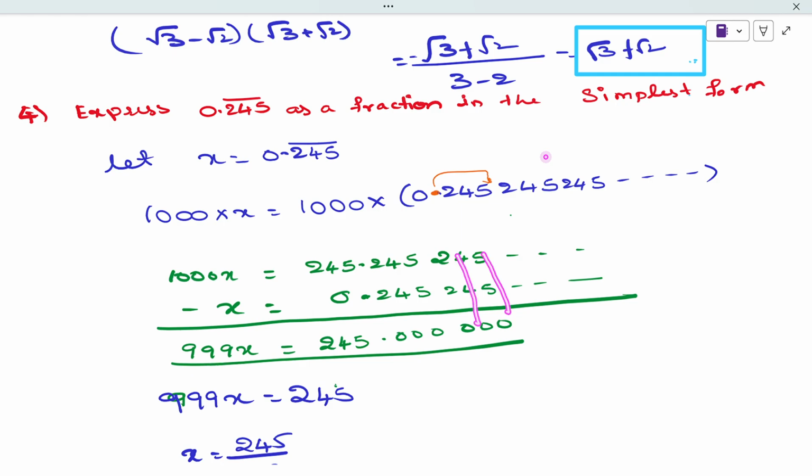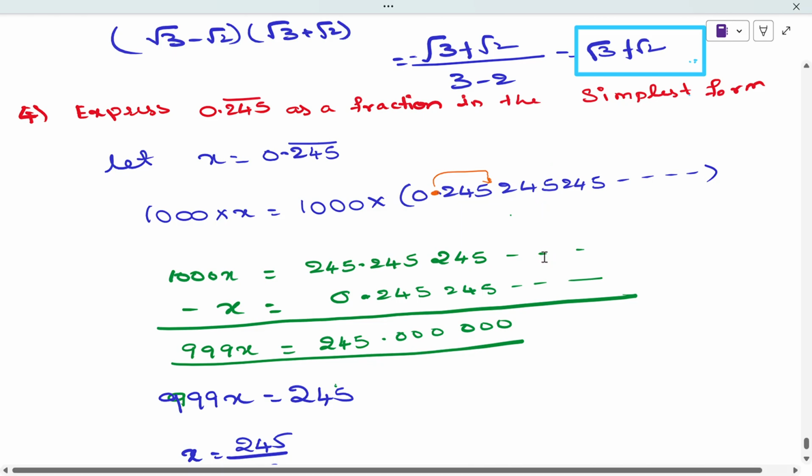5 minus 5 is 0, 4 minus 4 is 0, 2 minus 2 is 0, 5 minus 5 is 0, 4 minus 4, 2 minus 2 is 0. So 5 minus 0 is 5, and 4 as it is, 2 as it is. So after subtraction we are getting 999x equal to 245.